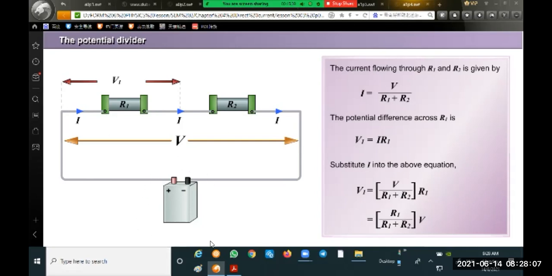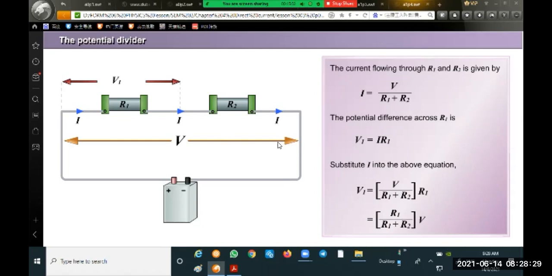The EMF, V total, or voltage, is equal to the potential difference across resistor 1 and also across resistor 2. This means our V total is the sum of V1 plus V2.